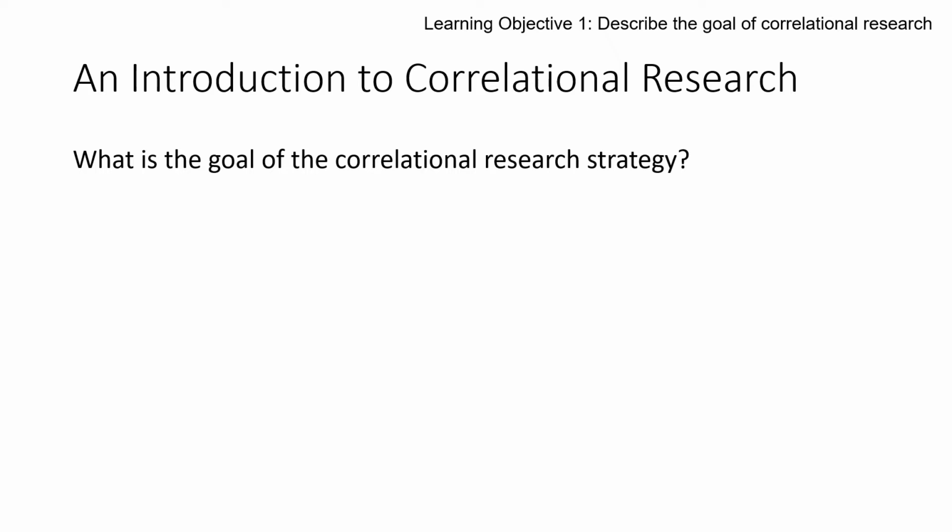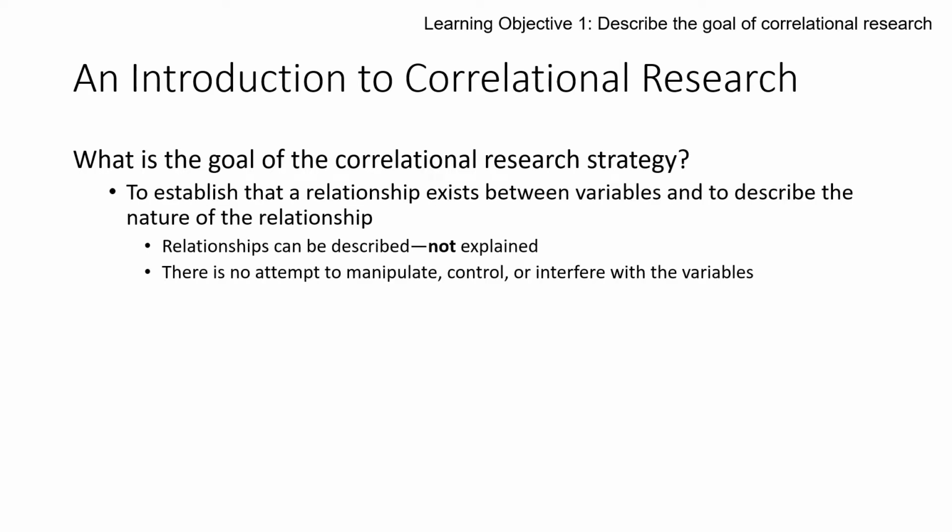So the first learning objective here is to describe the goal of correlational research. We have to ask ourselves, what is our goal? Just like we've been talking about with all of these different types of research. Correlational research is a bit different than any of the other ones we've talked about, because with the others, you're either trying to do cause and effect, or you're trying to eliminate extraneous variables as much as possible with the different research designs. With this one, on the other hand, we're just trying to see if a relationship exists between variables. And if the relationship does exist, what is the nature of that relationship?